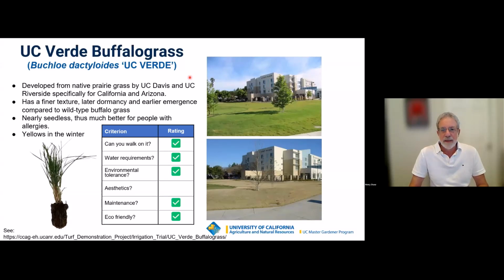Its main drawback is it yellows in the winter. It is a warm season grass that goes dormant in the winter. And you can see here, this is a building at UC Davis. In the summer, nice green lawn. In the winter, it goes this golden color.